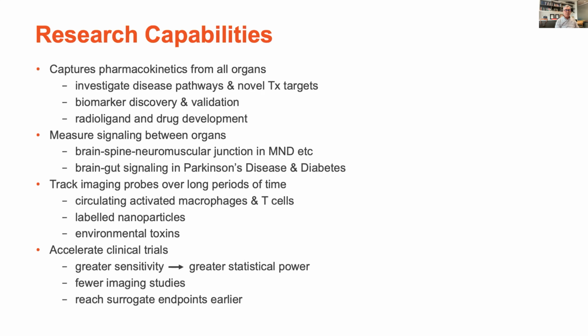So the vast boost in sensitivity of these systems means you get greater statistical power in the imaging data, which means fewer imaging studies to achieve the same surrogate endpoints.